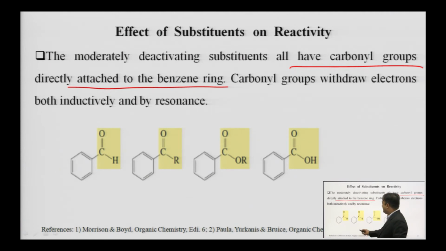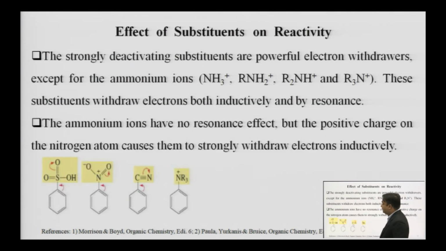So, as you can see, there is aldehyde, ketone, ester and acid. All the groups have a carbonyl group, and because of the presence of carbonyl groups, they behave like moderately deactivating groups, because they withdraw electrons by both mechanisms, by inductive effect as well as by resonance. Now, this is all about activating groups, moderately activating groups, and moderately deactivating groups.